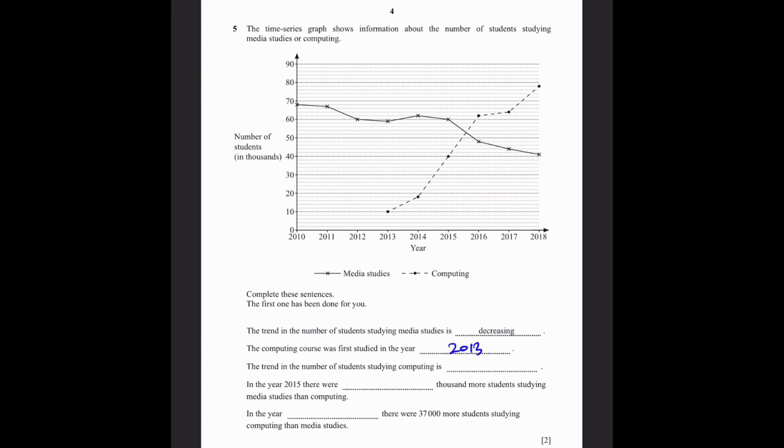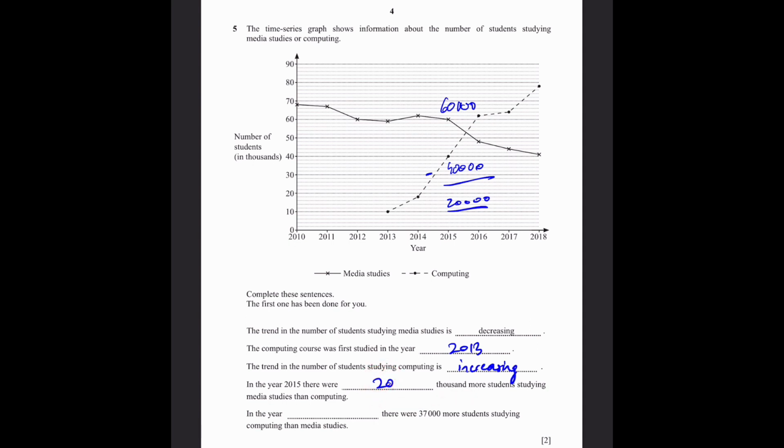The trend in the number of students studying computing is increasing, of course, because we can see there's a rapid increase, a phenomenal increase. It's gone higher than media studies as well. In the year 2015, there were dash thousand more students studying media studies than computing. So in 2015, there were 60,000 media students, and then there were 40,000 computing students. So if we subtract, we'll get 20,000. And over here, since the thousand is already given, it's 20. You have to write 20 in the blank.